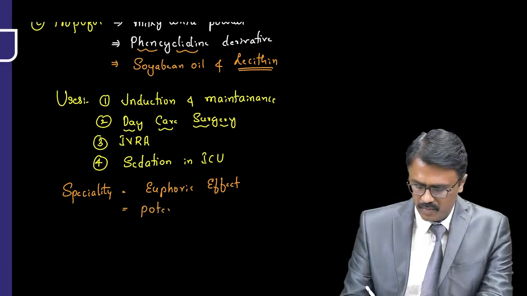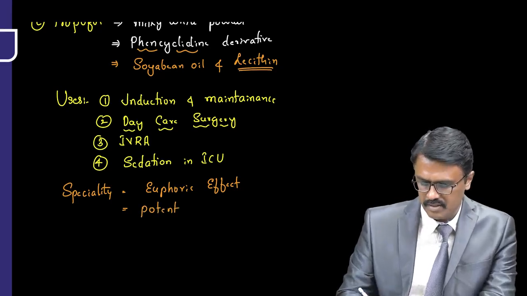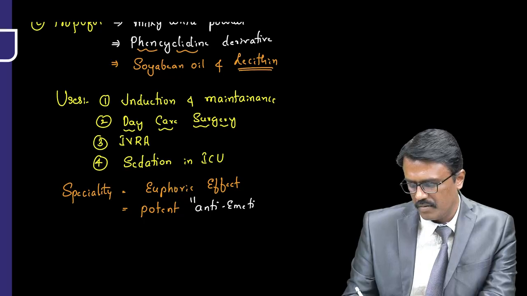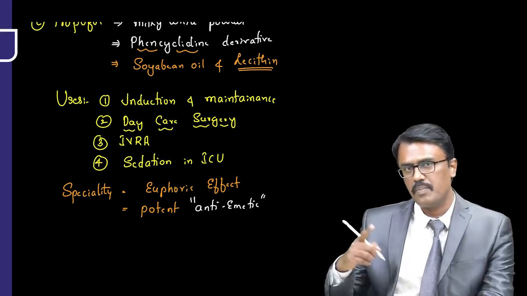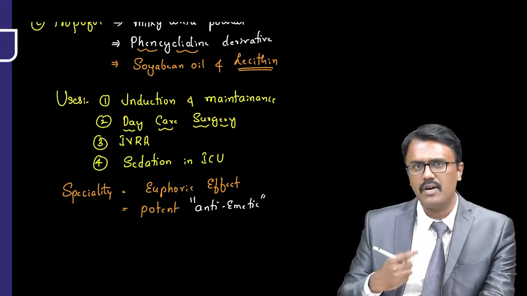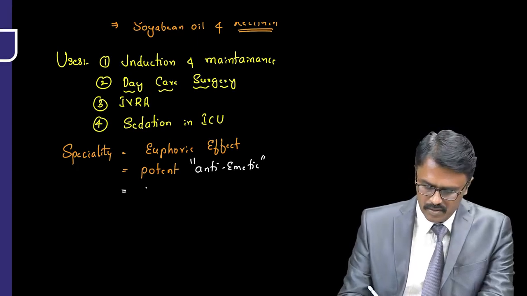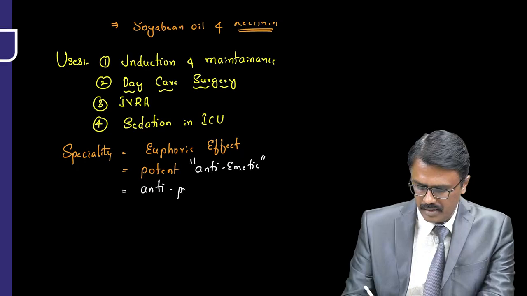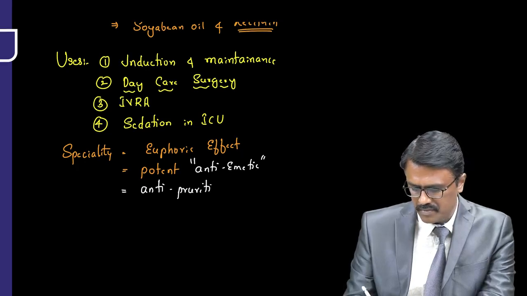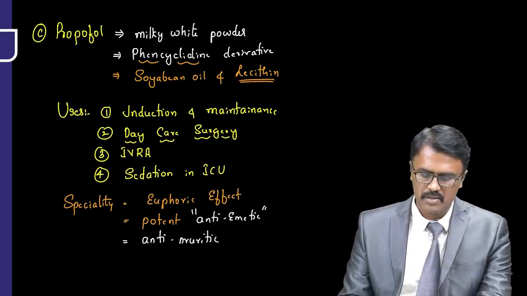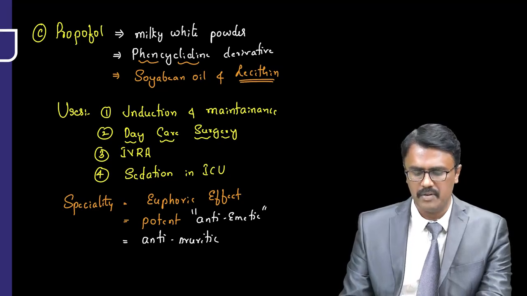And they are potent antiemetic. So you know that most of the patients after anesthesia is given, when they are put to post-operative ward, they will have nausea and vomiting. And this drug has very good antiemetic property, and also it has a very good antipruritic property. So very, very important. The name is called propofol. So these are the specialties of propofol. A milky white powder, and it's a phencyclidine derivative used for daycare surgery.